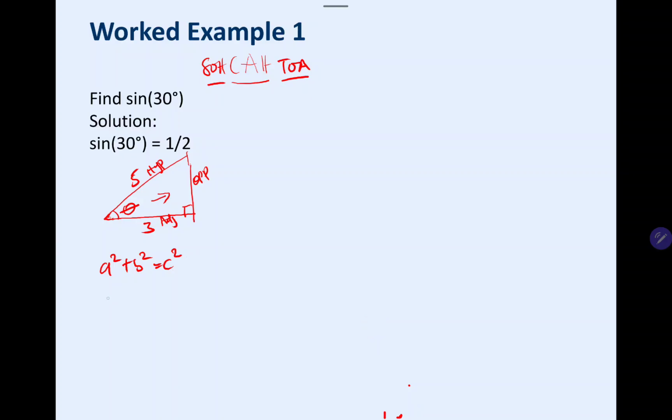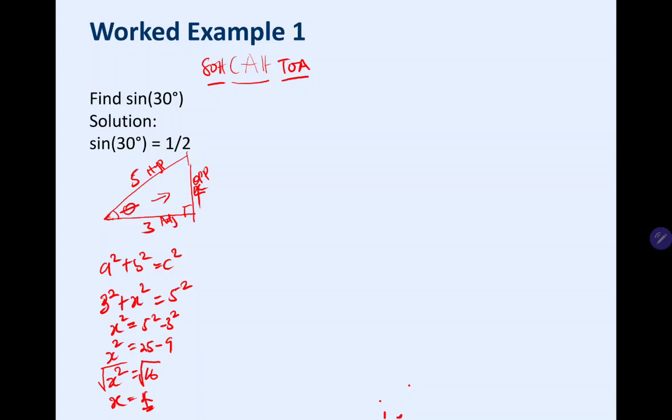So if we call the missing side x, it means 3 squared plus x squared is equal to 5 squared. So x squared is equal to 5 squared minus 3 squared, and 5 squared is 25, minus 3 squared is 9. X squared is 25 minus 9, which is 16, so x squared is equal to 16. To get x, we find the square root of both sides, so that x is equal to 4. The missing side is 4.